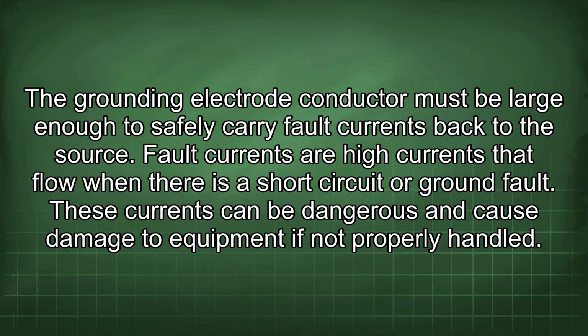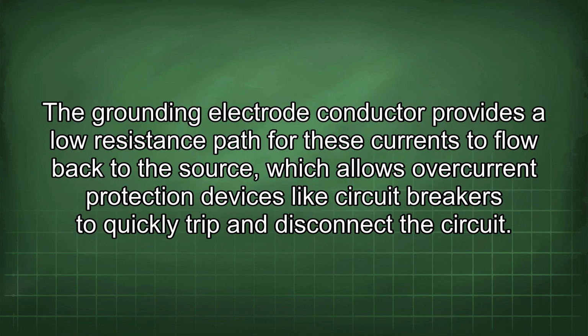Fault currents are high currents that flow when there is a short circuit or ground fault. These currents can be dangerous and cause damage to equipment if not properly handled. The grounding electrode conductor provides a low resistance path for these currents to flow back to the source, which allows overcurrent protection devices like circuit breakers to quickly trip and disconnect the circuit.